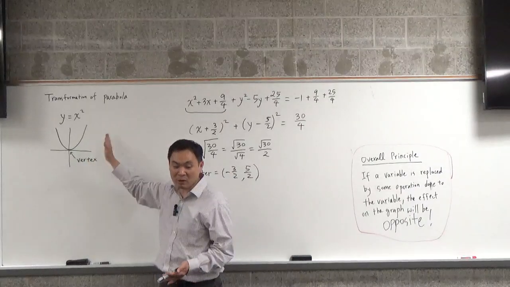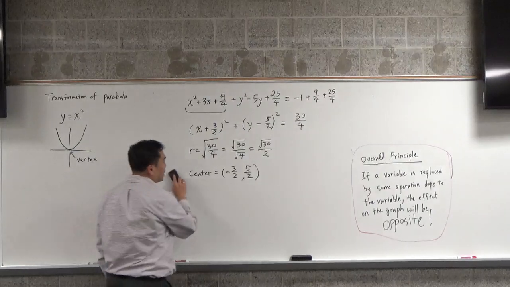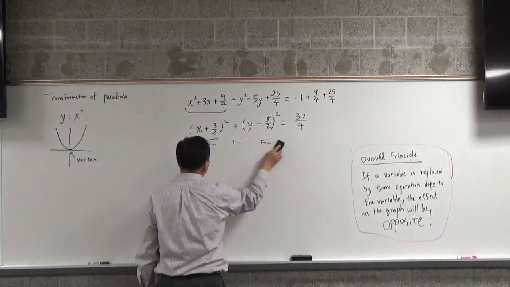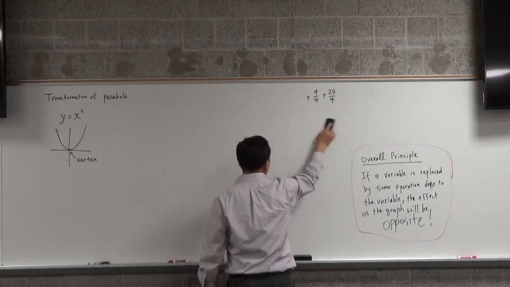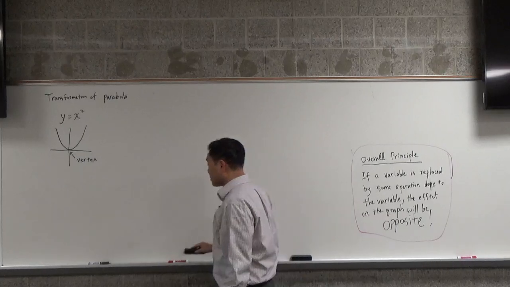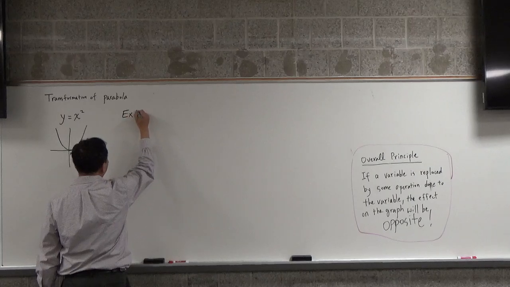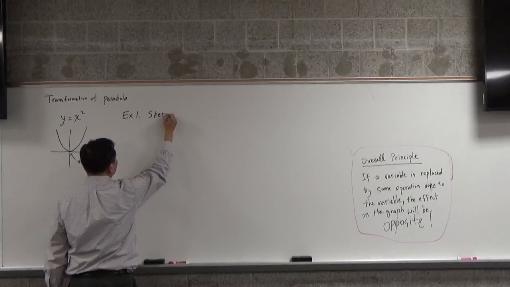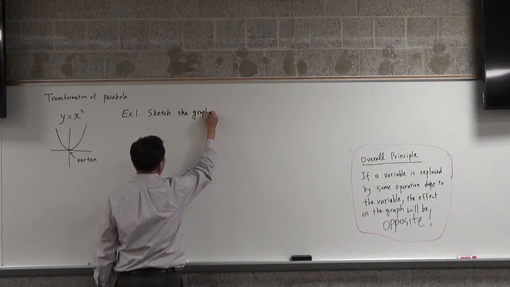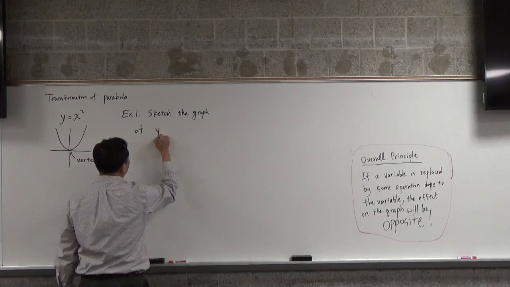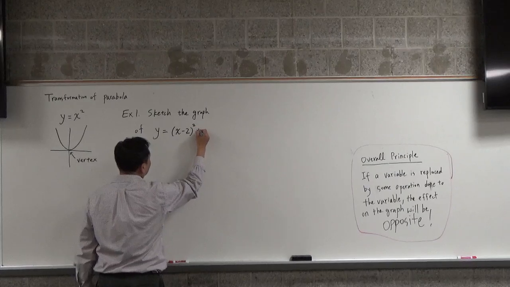Let's make sure that we remember that thing. X squared has this graph. And then we're going to graph these parabolas using the same approaches. Okay. So the approach that we're going to do is example 1. Sketch the graph of y equals to x minus 2 squared plus 3.